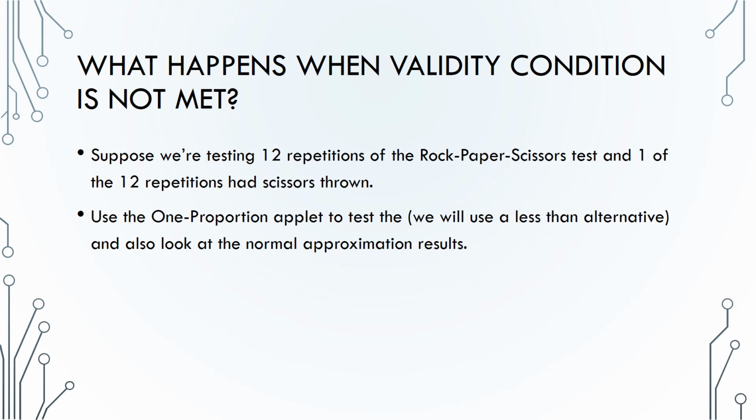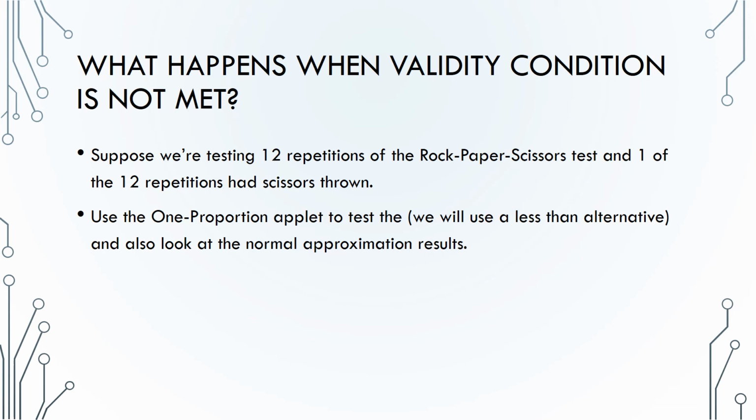In the applet, plug in a null value of 0.333, a sample size of 12, and run 1,000 samples. Find the p-value for the observed statistic of 1 out of 12, which is 0.0833, and also check the box for normal approximation. You should have gotten a theoretical p-value of 0.0331 and a simulation p-value close to 0.059. Those are very different numbers. The simulation p-value is almost double the theoretical p-value.